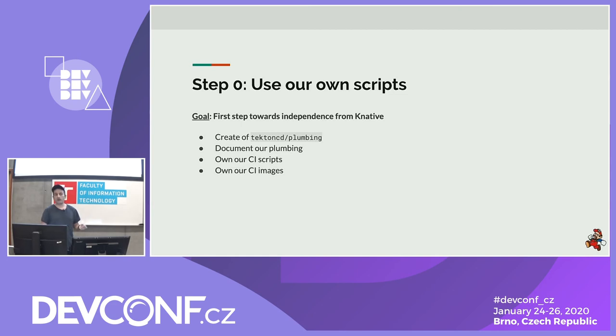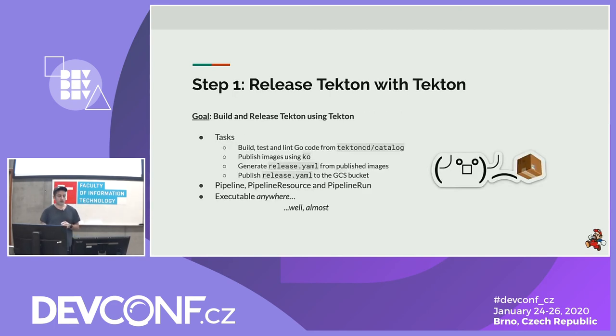And we have our own CI image as well. A lot of the base image was before based on Knative. Now we have our own CI, which only serves Tekton and not all the Knative projects. So, the release of Tekton on Tekton. We started to develop a few tasks, and we made those tasks available on the Tekton CD catalog. Those tasks build, test and lint the code, and even check coverage. They also publish images with ko.